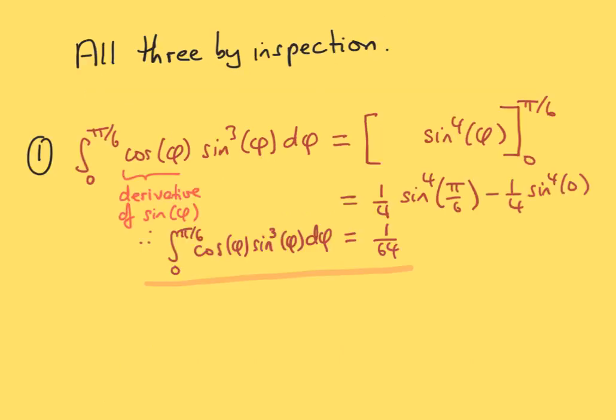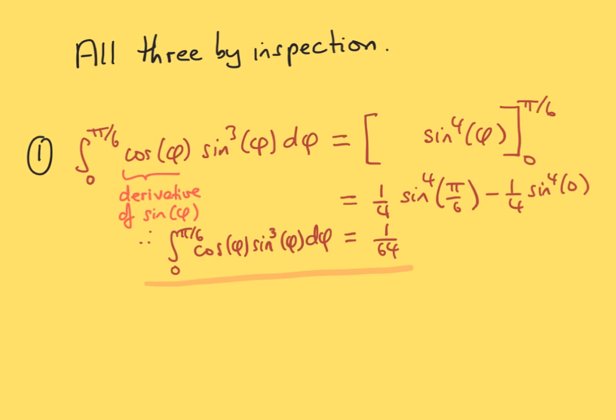So all three of the integrals in this video can be calculated by inspection. Let's look at the first one. So we have a power of the sine function multiplied by the derivative of the sine function. That means you could, if you wished, make a replacement, and you could say, well, let u equal sine of phi, you'd have u cubed. This is a derivative, and you could turn this into the integral of u to the power of 3 with respect to u, but there's no real need to do that.